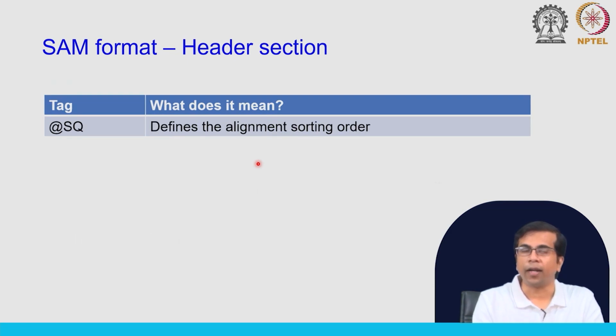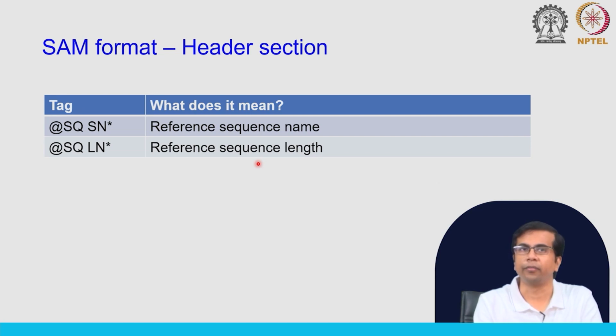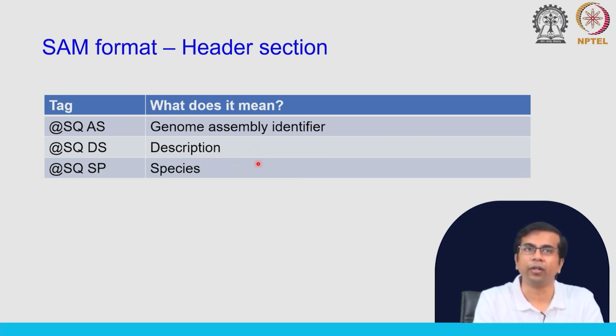Then you have something called @SQ. This gives the reference sequence dictionary. @SQ SN is the reference sequence name, and the star means this information will be there by default. Then you have SQ LN, the reference sequence length. So the reference sequence name, the genome that you are working with, will be there. You can also have @SQ AN, which is the alternative reference sequence name. Some reference sequences may have another alternative name that is also given here.